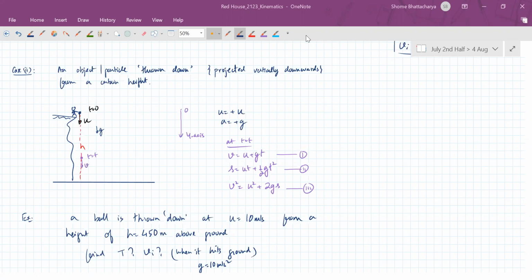Got it now? So v is unknown, u is known, and the displacement will be equal to h at the moment when it hits the ground. So from that you can find the final velocity. That's one method. Yes.